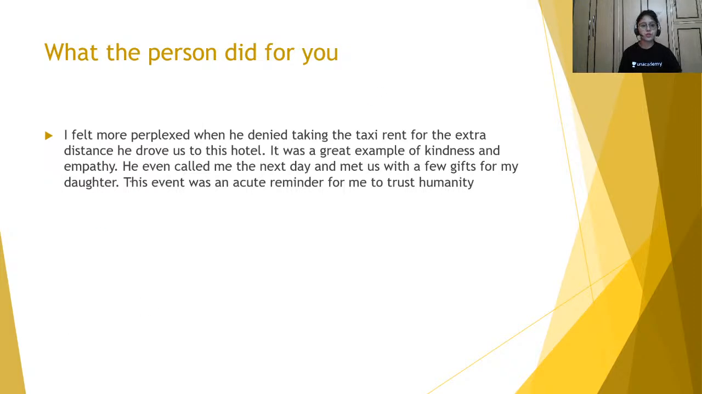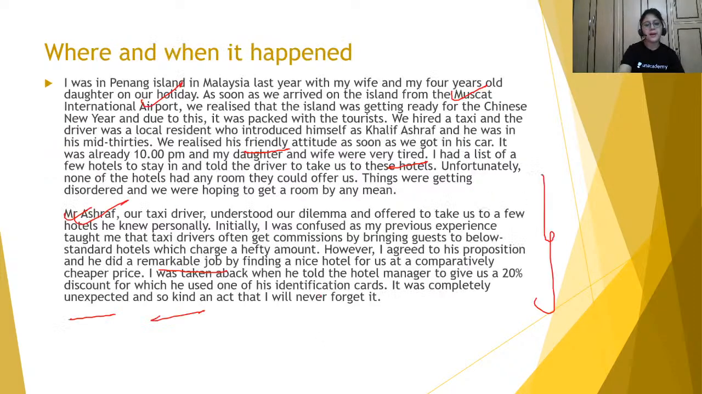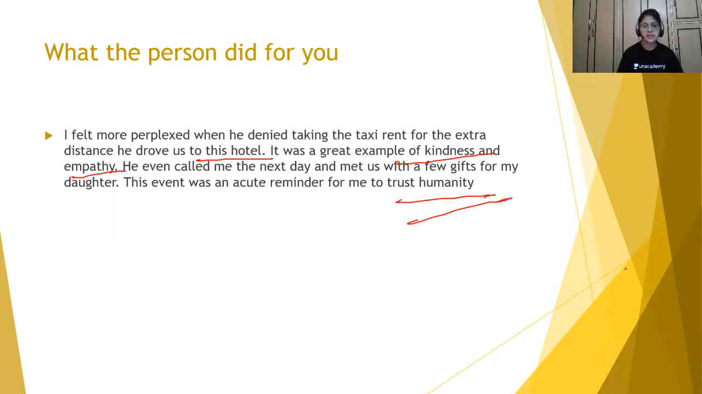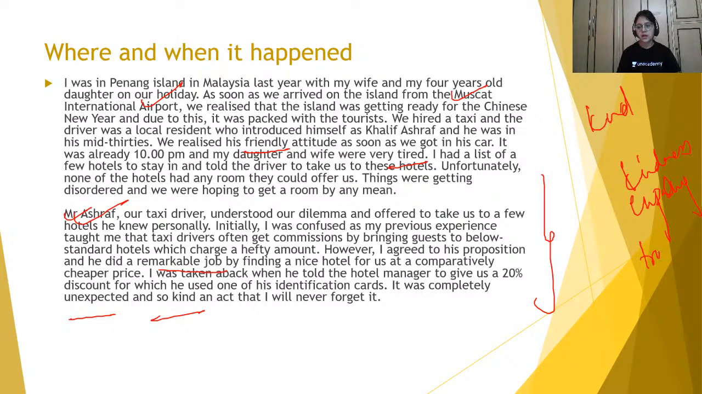Next, what the person did for you. I felt more perplexed when he denied taking the taxi rent for the extra distance he drove us to this hotel. It was a great example of kindness and empathy, and this event was an acute reminder for me to trust humanity. So if you go back and you see, kindness has been used, empathy has been used, and trust in humanity. So you can see also associated vocab has been used. So you can understand the correlation of all the vocabulary that has been used out here.